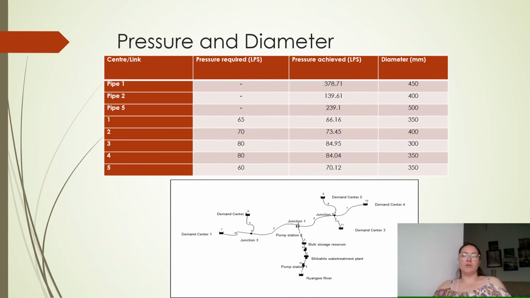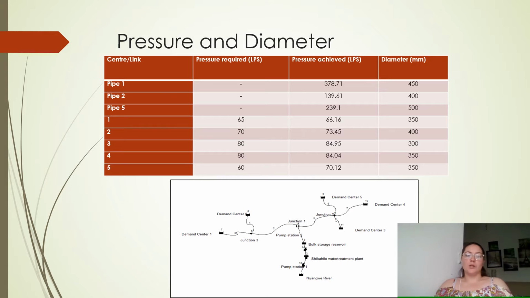The results obtained for the pressure and diameter. For pipes 1, 2, and 5, this is from the reservoir to the junctions and from the main junction to the other 2 junctions, these are the pressures I achieved. It was 378, 139, 239 respectively. The diameter sizes for these are 450, 400, and 500.